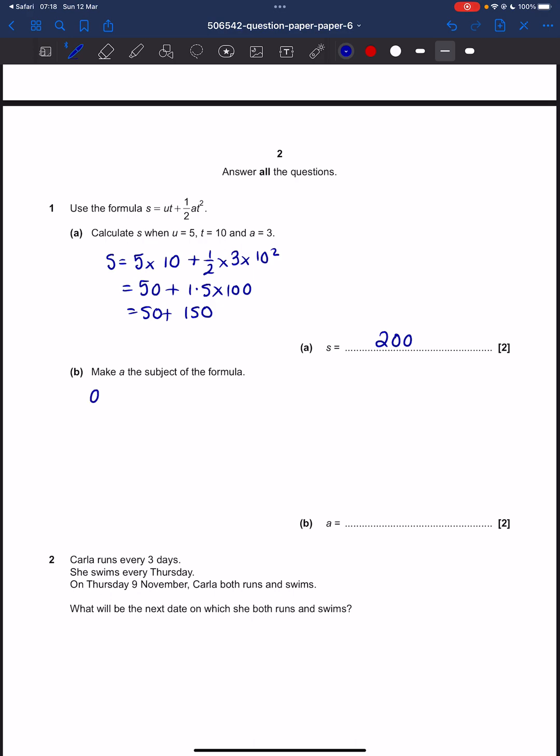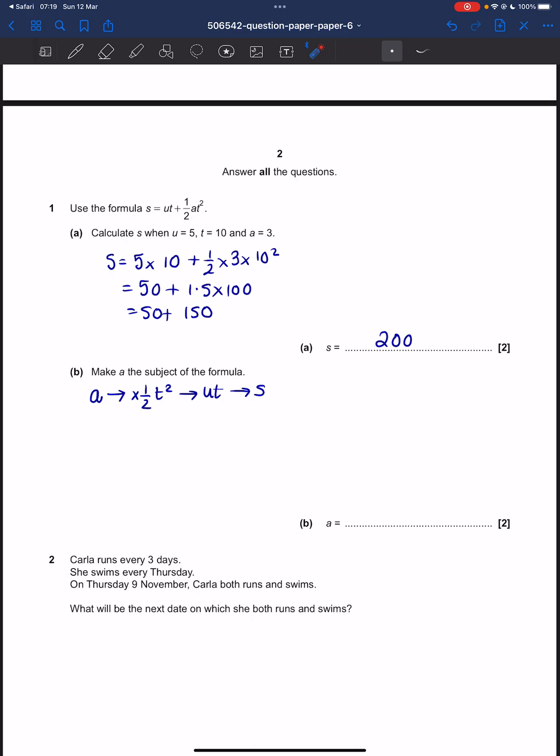We can think of, we start with the A, and then it's multiplied by a half T squared. See, A times a half T squared. And then we add on to it UT. And out comes S. That's the formula. This is what happens to A to give an output of S. S is UT plus a half AT squared.